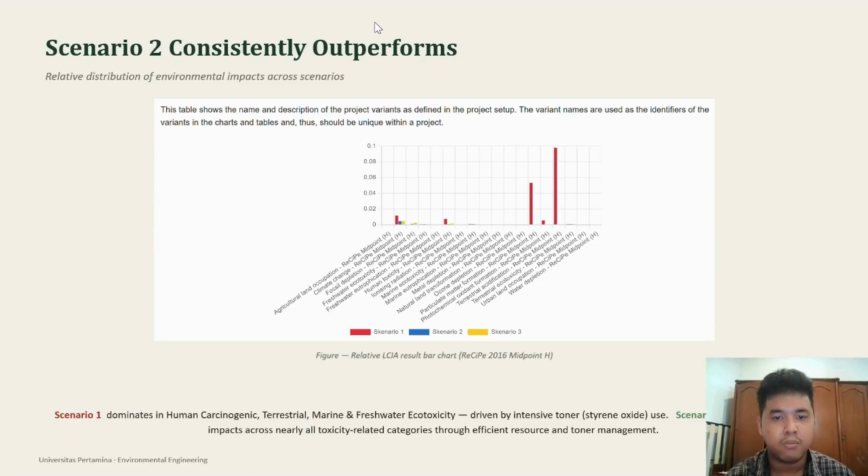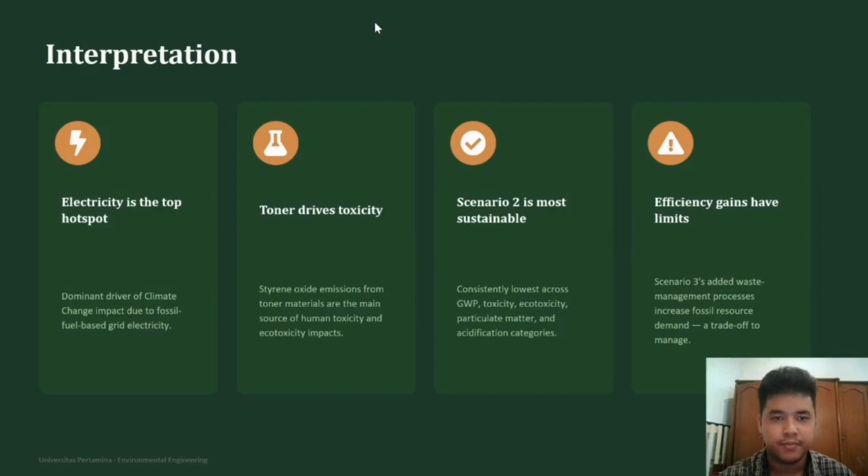Next, scenario comparison. This chart clearly shows that scenario 2 consistently performs better than the other scenarios. Scenario 1 has the highest impacts in toxicity and ecotoxicity categories due to intensive toner use and higher resource consumption. Therefore, efficient resource utilization combined with better toner management significantly reduces environmental impacts.